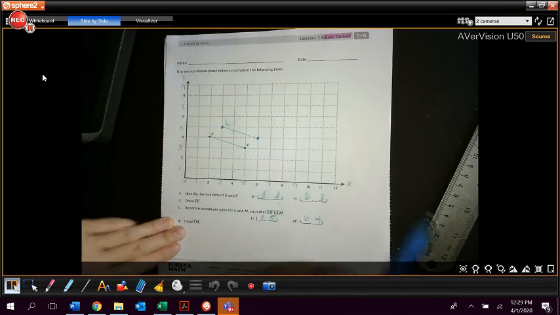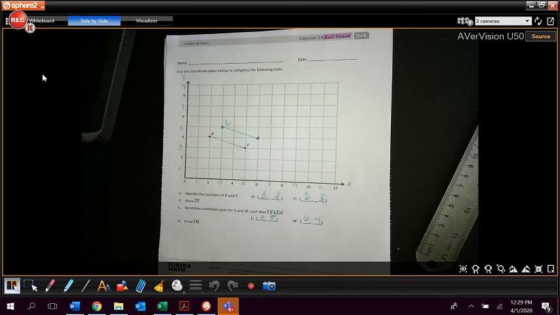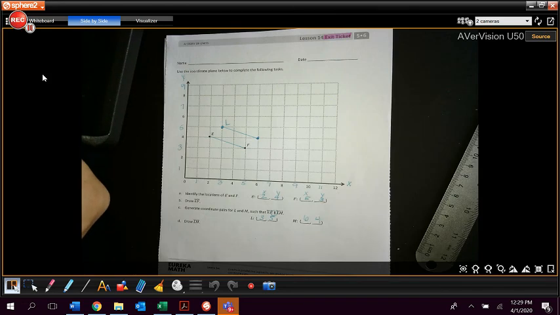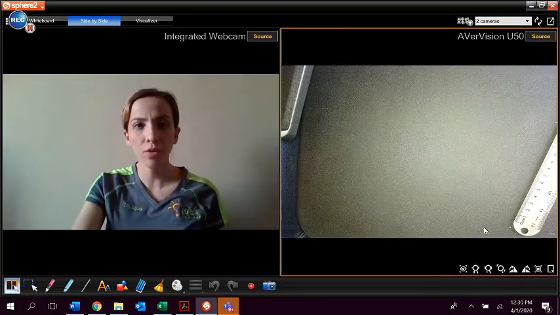So this was your exit ticket for lesson 14. Again, if you made a mistake, this is your time to look at your work, to fix it, and add anything that you did not have in your work. Okay, so I'm going to go ahead and try to put the camera back. Give me 1 second. Okay, I'm back.